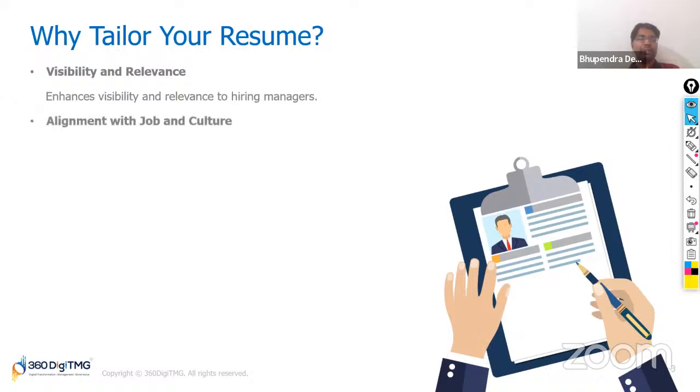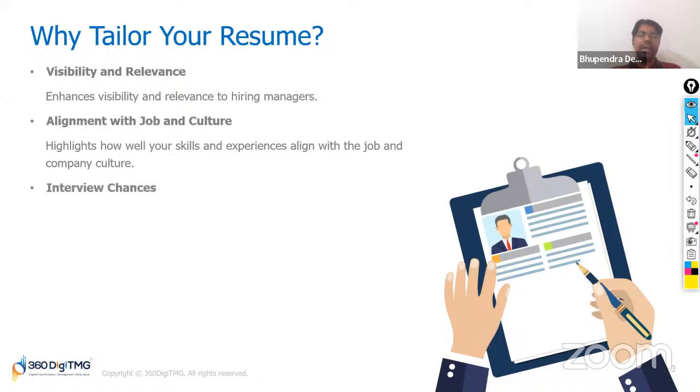Talking about alignment with the job and culture. For example, you are searching for a data scientist job, right? Now, you will have those keywords in your resume which will be aligning to the job description, of course, and you will be using only those terms. Well, talking about your skills or experiences, they should align with the job and company culture, right?